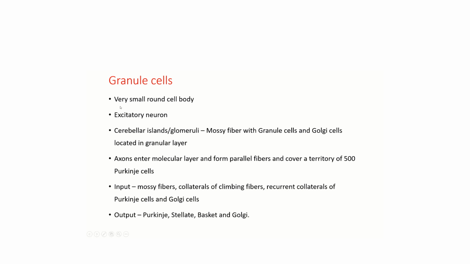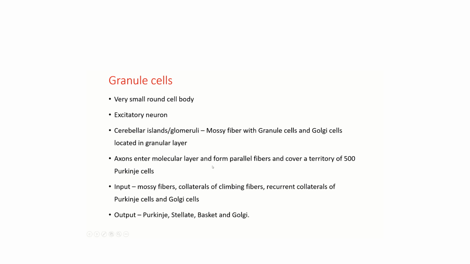Granule cells, they are very small. They have a round cell body. These are excitatory neurons. In the granular layer, if you see, there are cerebellar islands or glomeruli, which are formed by the mossy fibers with 10 to 15 granule cells and Golgi cells. So they are located in the granular layer.